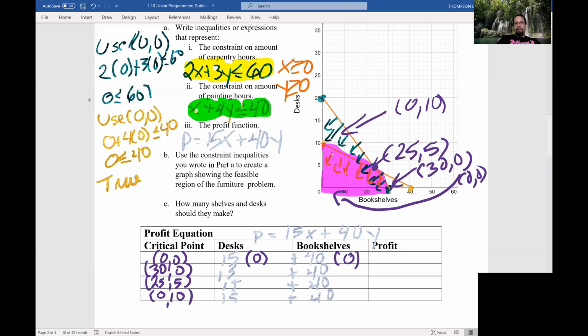15 times 0 is 0. 40 times 0 is 0. So we get a profit of $0, which we expect if we don't make any desks or any bookshelves. Then we have 30 and 0. 15 times 30 would be 450, and 40 times 0 is 0. So making 30 desks and no bookshelves would give us $450.